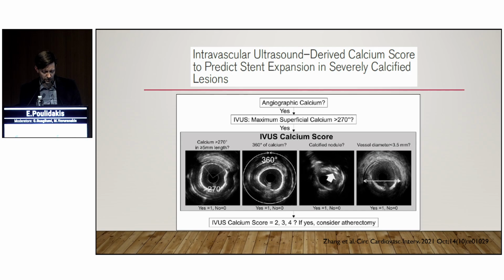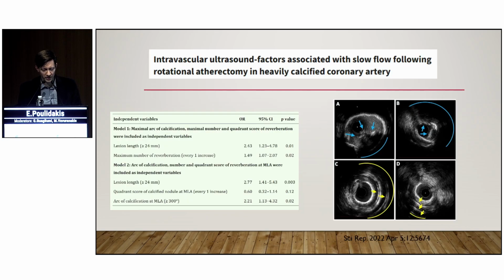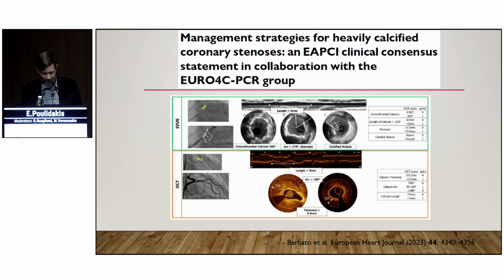In this system, we have 1 point for either a calcium arc of more than 270 for more than 5 millimeters, a complete circumferential arc regardless of length, presence of a calcific nodule, or a vessel of less than 3.5. Many of these parameters, along with reverberations, can also predict slow flow after rotablation. And let's focus now on the consensus papers.